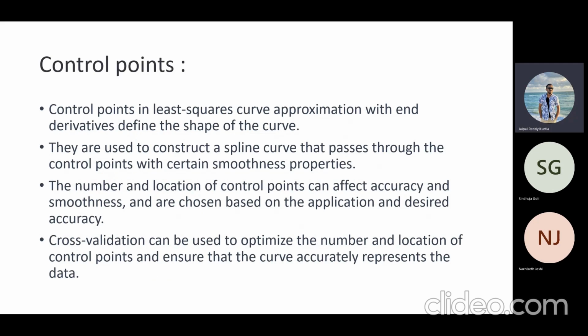Control points in least squares curve approximations with n derivatives define the shape of the curve. They are used to construct a spline curve that passes through the control points with certain smoothness properties. The number and location of the control points can affect accuracy and smoothness and are chosen based on the application and desired accuracy. Cross-validation can be used to optimize the number and location of control points and ensure that the curve accurately represents the data.